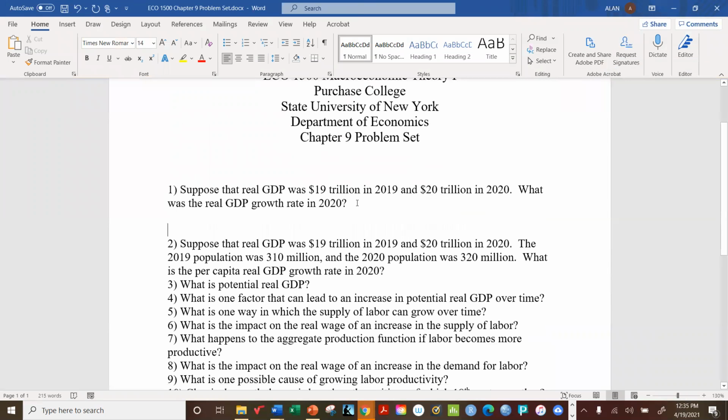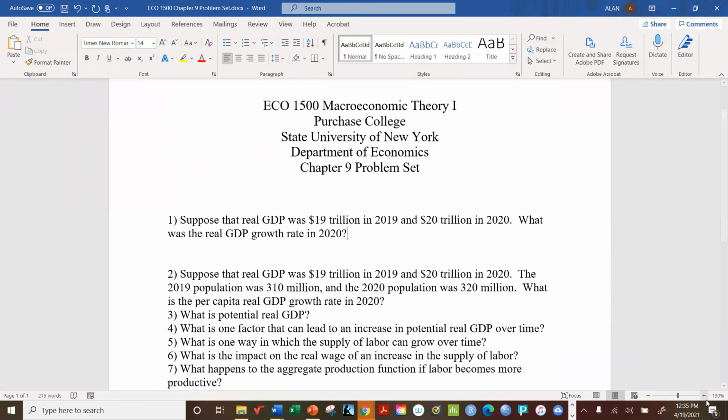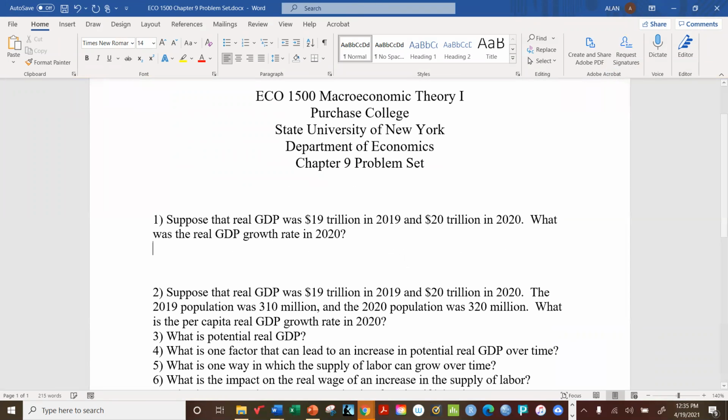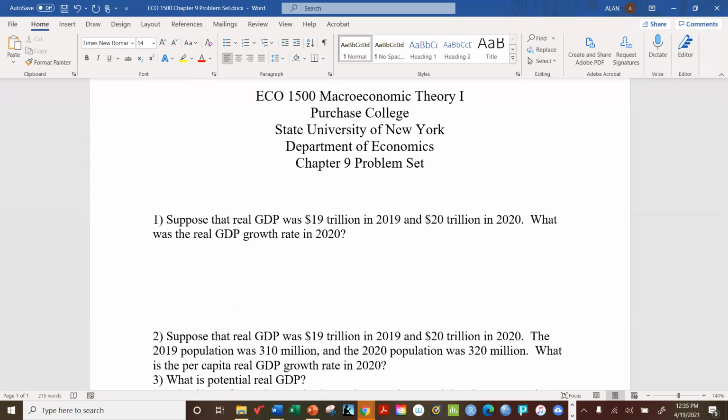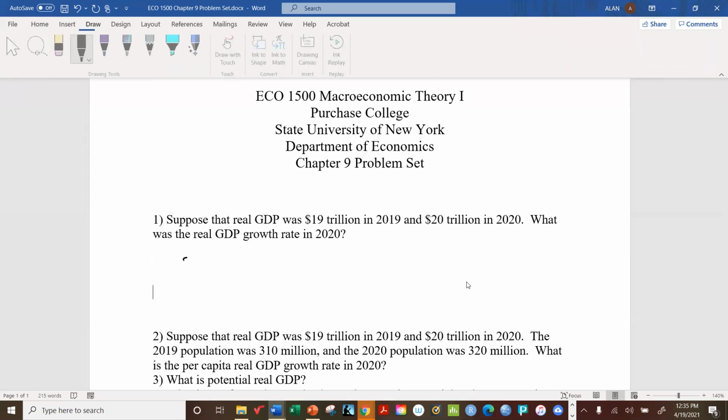All right, so let's begin at the beginning. So we're going to look at the growth rate of real GDP. All right, so how do we do this? How do we calculate the change in real GDP? Well, it's a percentage change that we're actually calculating. All right, so for example, here we have real GDP going from 19 trillion up to 20 trillion in 1 year.